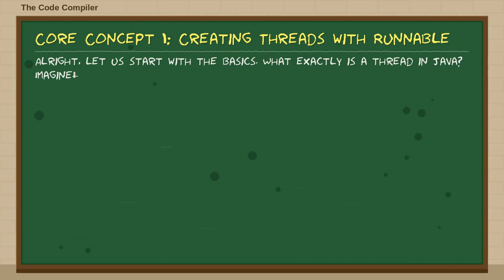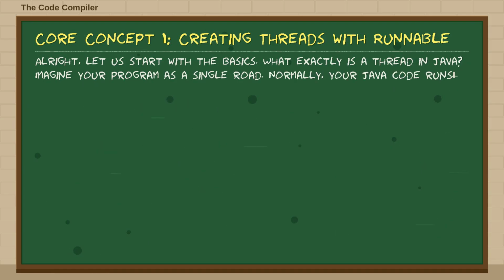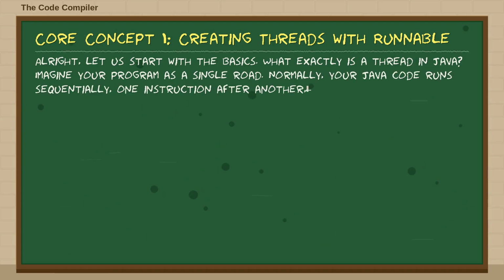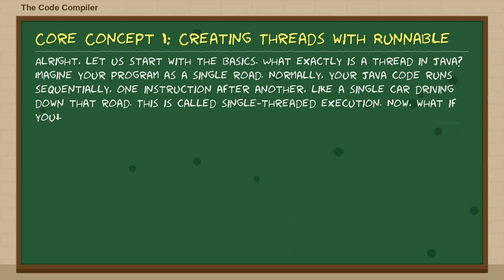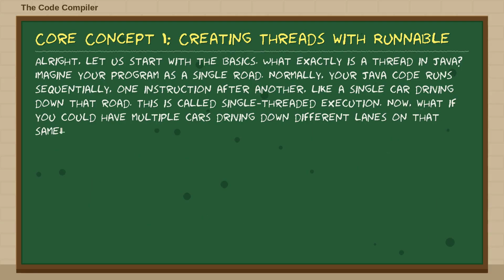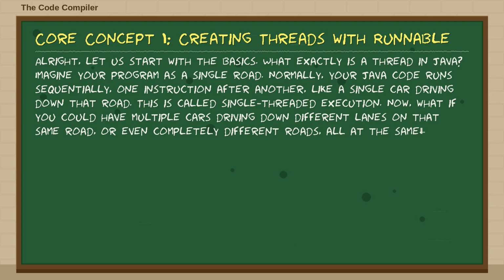Imagine your program as a single road. Normally, your Java code runs sequentially, one instruction after another, like a single car driving down that road. This is called single-threaded execution. Now, what if you could have multiple cars driving down different lanes on that same road, or even completely different roads, all at the same time? That is essentially what multithreading allows us to do.